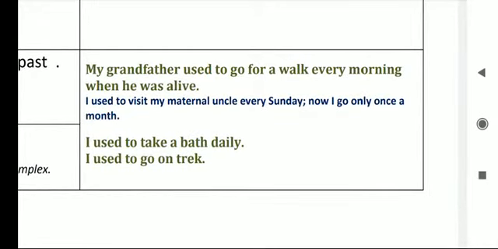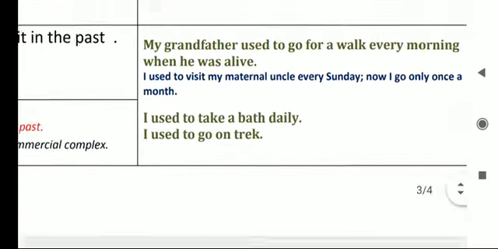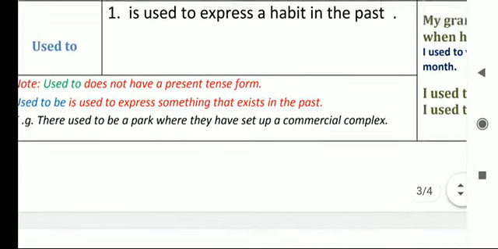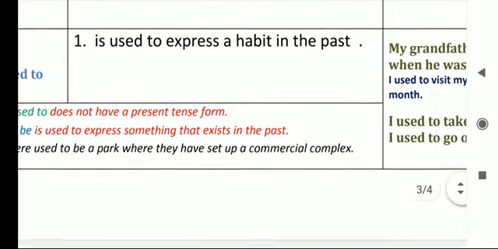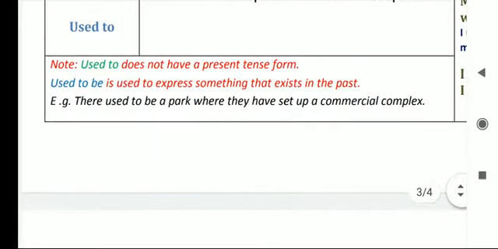I used to take a bath daily. I used to go on track. So used to is used to express a habit in the past. Note, used to does not have a present tense form, right? Used to does not have a present tense form.